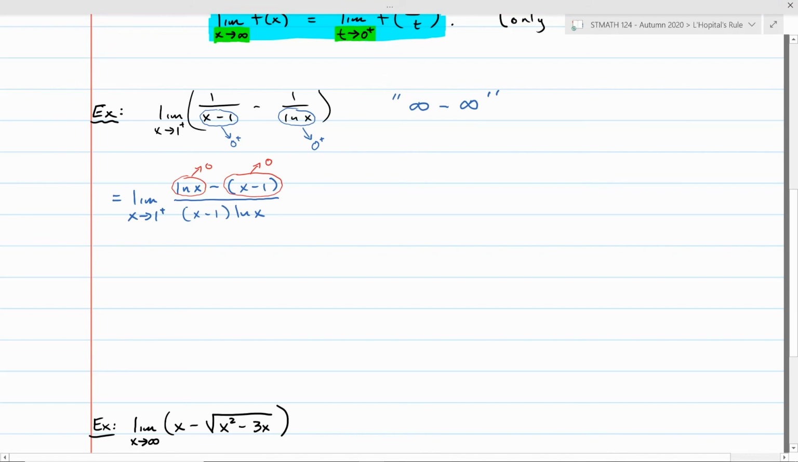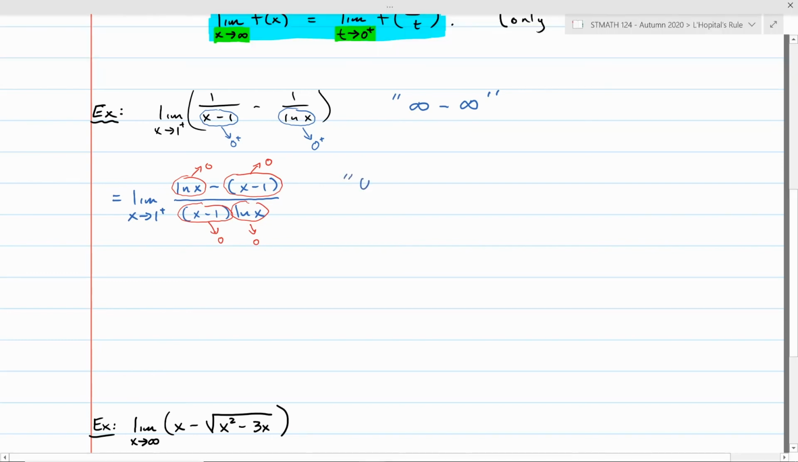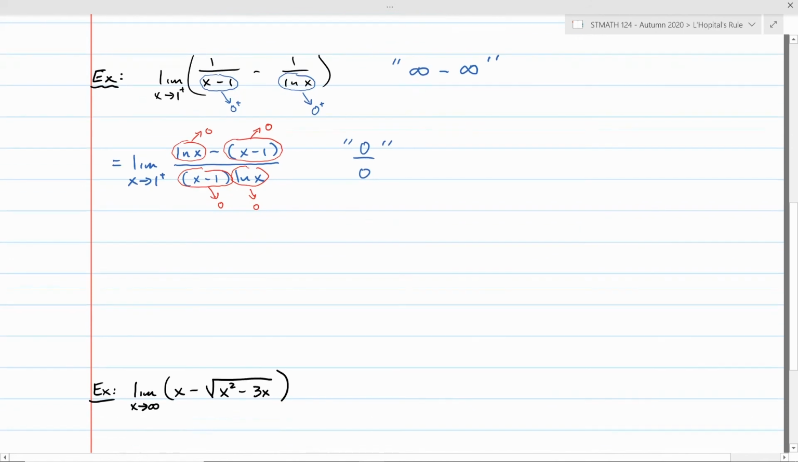And then when you plug 1 into x minus 1, you get 1 minus 1, which is 0. So you can see that you're getting something going to 0 in the numerator. And in the denominator, this factor here is going to 0, and also natural log of x is going to 0. So the denominator is going to 0 times 0. That's 0. So this is a 0 over 0 indeterminate form. That's the kind that you can apply L'Hopital's rule to. So let's try to do L'Hopital's rule and hope something good happens.